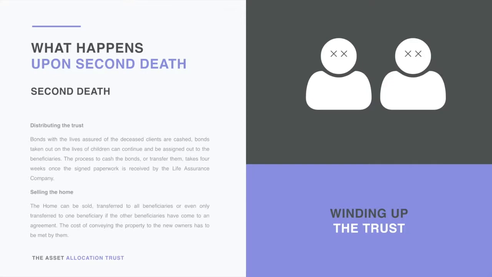The home can be sold or transferred to all of the beneficiaries, or even only transferred to one beneficiary if the other beneficiaries have come to an agreement. The cost of conveying the property to the new owners has to be met by them.